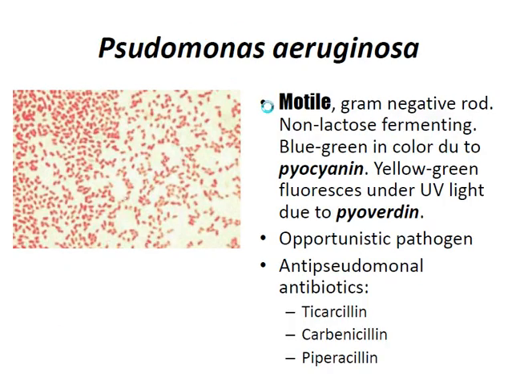So what about Pseudomonas aeruginosa? He's a fun one. Pseudomonas aeruginosa, I want you to know, is a motile gram-negative rod. He has non-lactose fermentation ability. He has a blue-green pigment in color due to pyocyanin, and he has a yellow-green fluorescence under UV light due to pyoverdin. Pyoverdin can be used to detect early skin infection in burn patients. So there's a characteristic sweet odor.